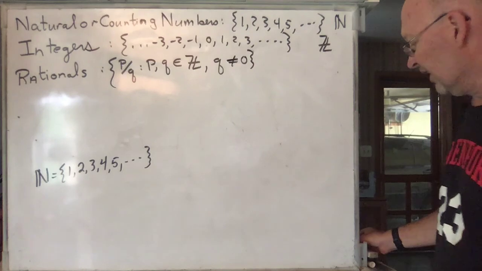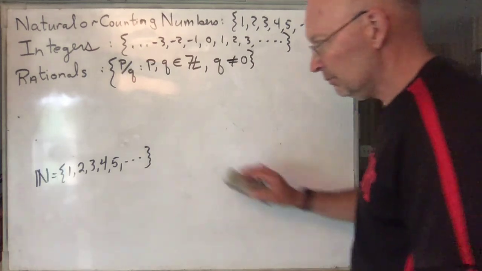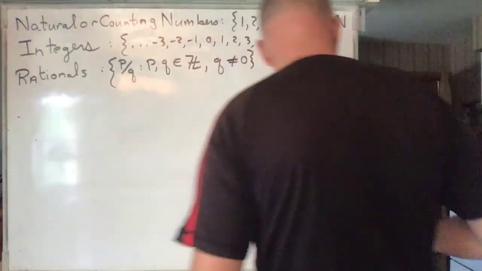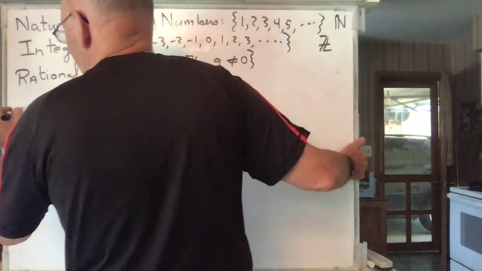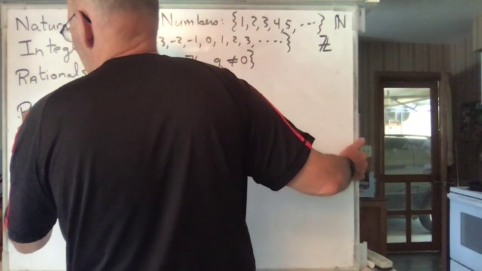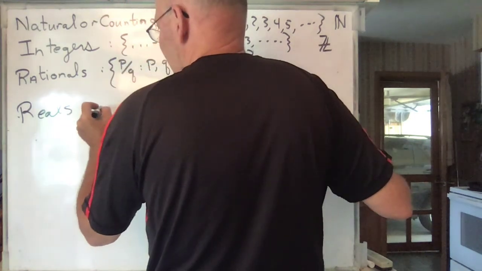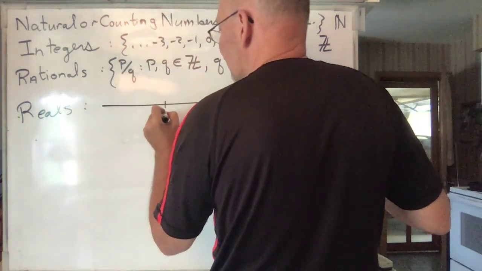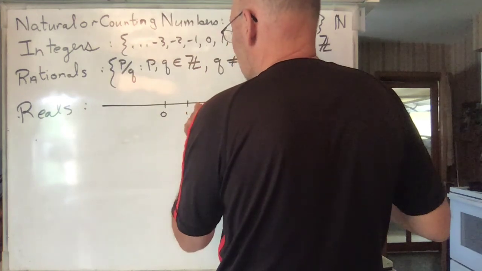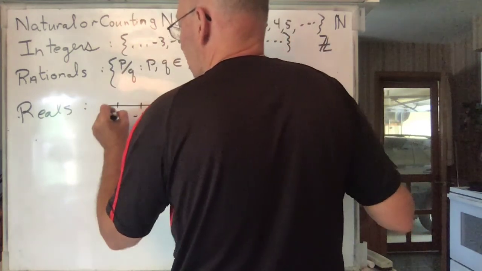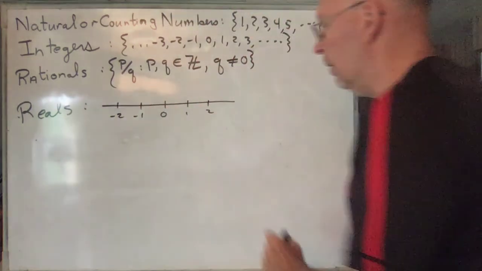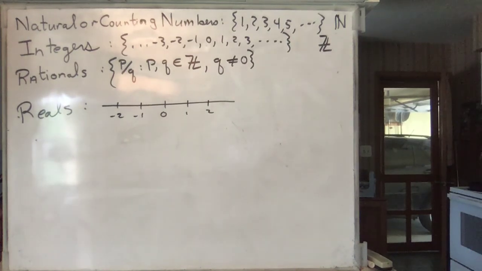Okay, so those are the rationals. Then finally, you've got the real numbers. And the reals, the easiest way to describe them is just all the points along the number line. Like so. Okay, they're all the points along the number line. And so there they are.